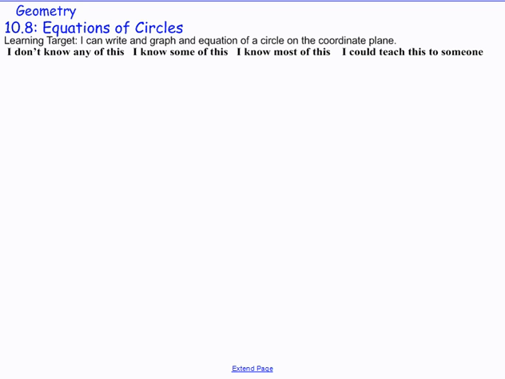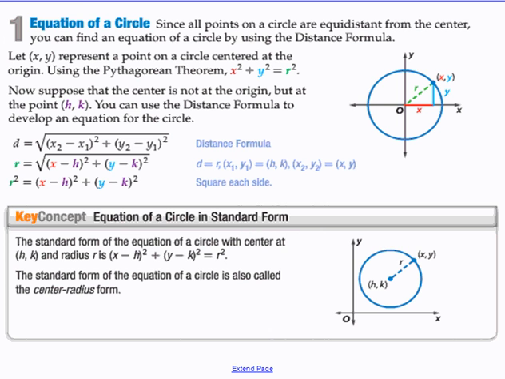Here we are, last lesson of geometry. Can you believe you guys made it? Fantastic. So today we're going to be talking about the equations of circles.